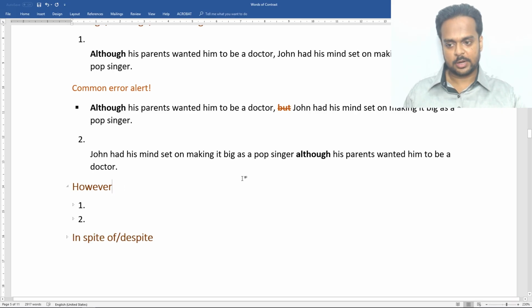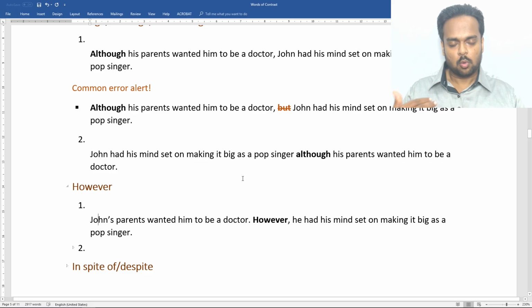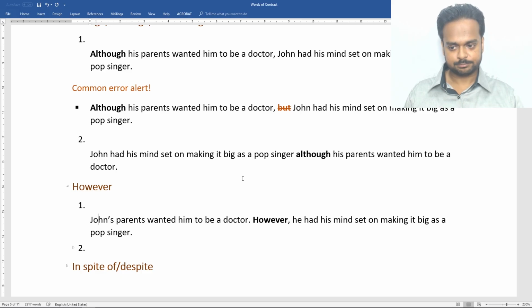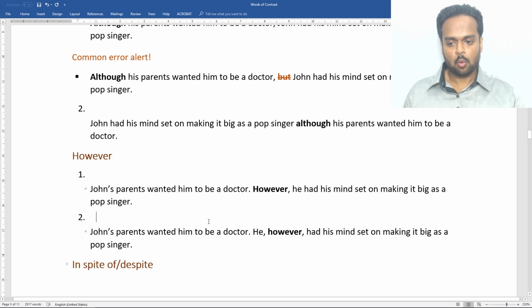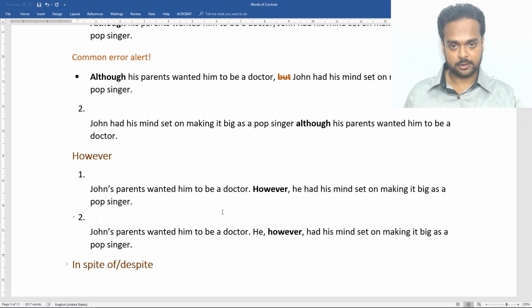However is also quite straightforward. John's parents wanted him to be a doctor. However, he had his mind set on making it big as a pop singer. And you probably wrote it like this. But there is a better option. You remember I told you that you can place however at different points in a sentence? So here's how I wrote it. John's parents wanted him to be a doctor. He, however, had his mind set on making it big as a pop singer. I really like this placement of however because it nicely highlights the contrast between what John's parents want and what he wants. So I really like writing it this way.